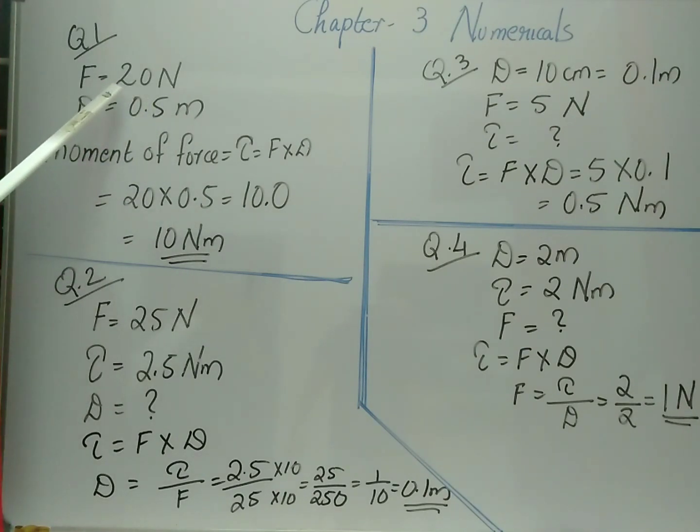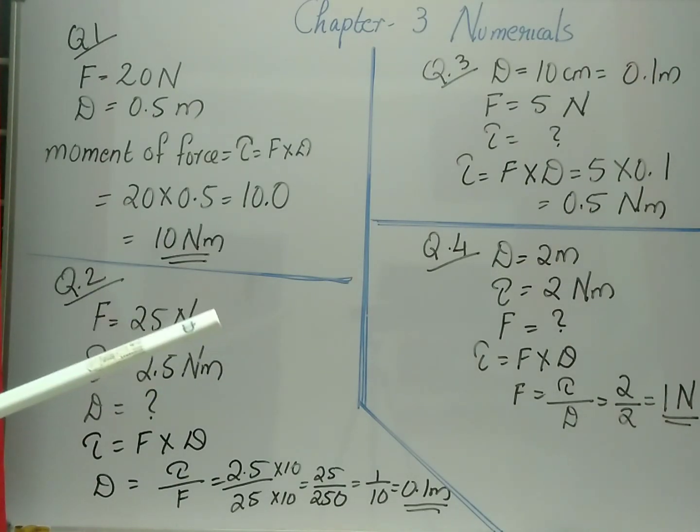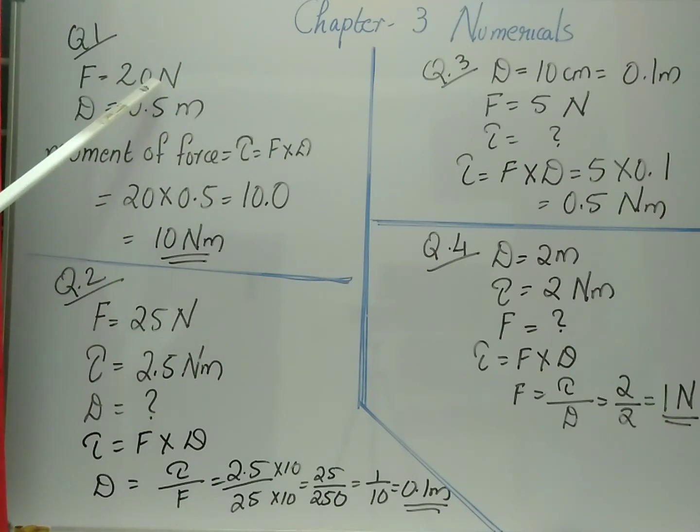We have force 20 Newton. If you have any confusion regarding the physical quantity given in the question, you may just check the SI unit. Newton is the SI unit of force, and Newton meter is the SI unit of moment of force. So here Newton is given, so it is force. Force is equal to 20 Newton. Distance is equal to 0.5 meter. You are asked to calculate moment of force.